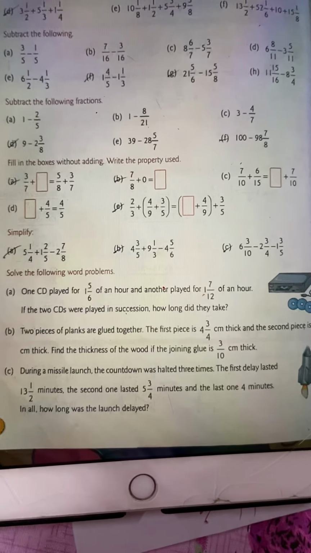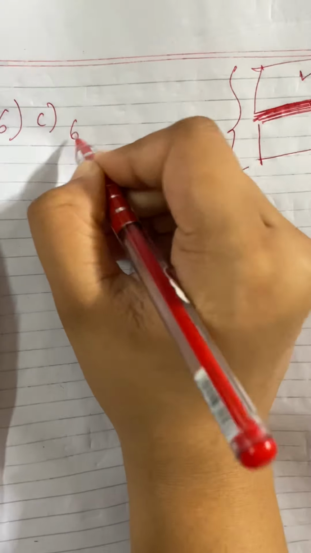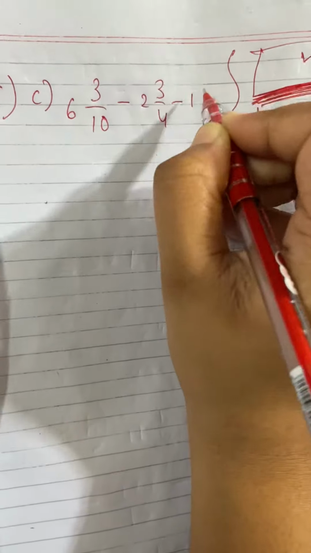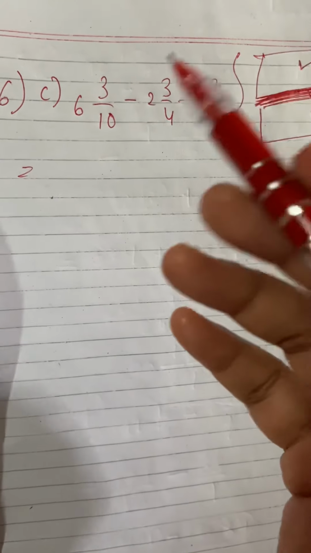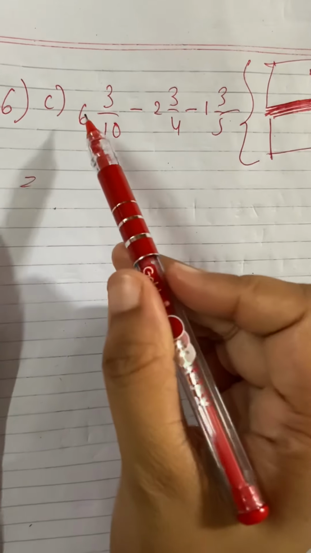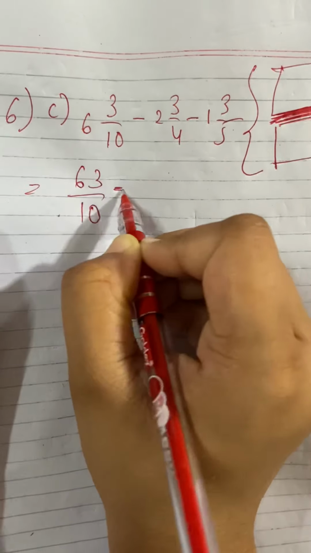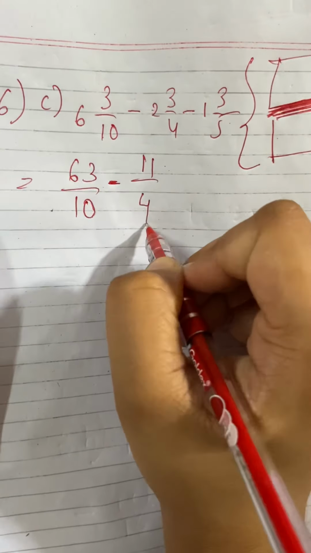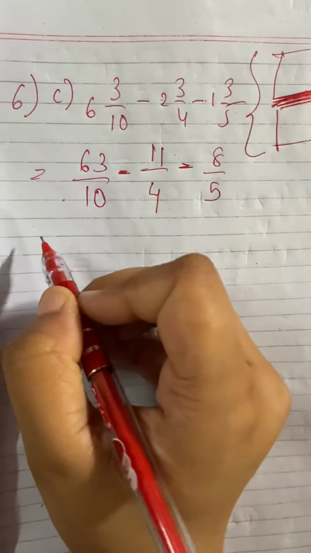Suppose sub question number C in question 6. So the question is 6 3 by 10 minus 2 3 by 4 minus 1 3 by 5. So first you'll have to write it into improper fractions. 6 into 10, 60 plus 3, 63 by 10. 2 into 4, 8, 8 plus 3, 11 by 4. 5 into 1, 5 plus 3, 8 by 5.